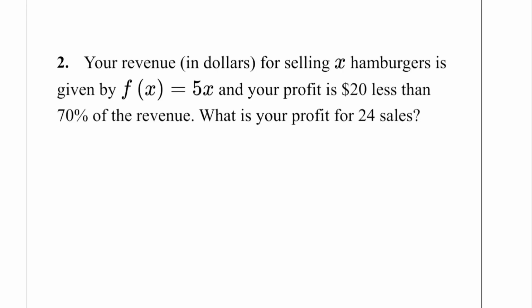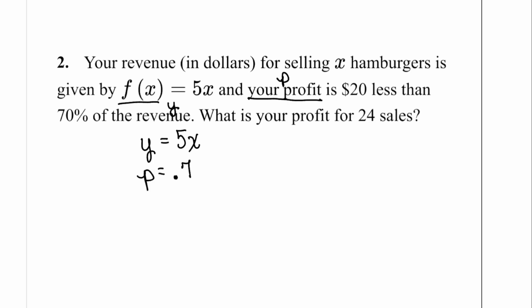Number 2, your revenue in dollars for selling x hamburgers is given by f of x equals 5x, and your profit is $20 less than 70% of the revenue. What is your profit for 24 sales? So the first thing that we are going to do, I'm going to write this as a system of equations where we have y equals f of x, and then it says your profit, P, is $20 less than 70% of the revenue. Okay, so the revenue is going to be y here. So we have the profit is $20 less than 70% of the revenue.